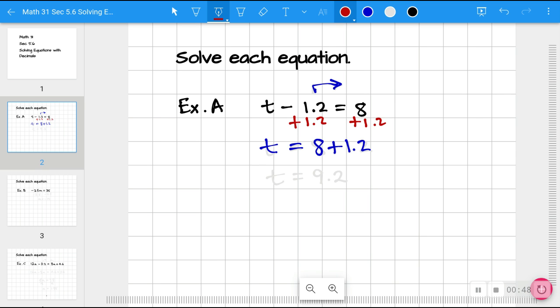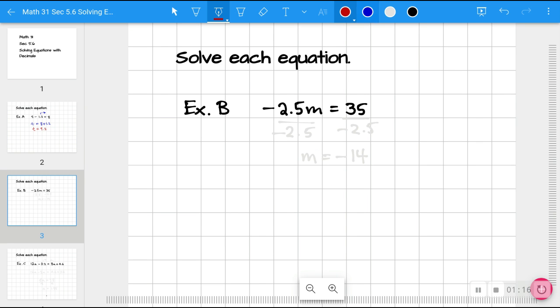And on the left-hand side, it just cancels off. So it's as if that original 1.2 that's being subtracted just disappeared. So we skip all this step here and just take the negative 1.2 over to the other side of the equal sign and make it a positive 1.2. So finishing up here, we get t equals 9.2. 9.2 is the number that makes that original statement true.